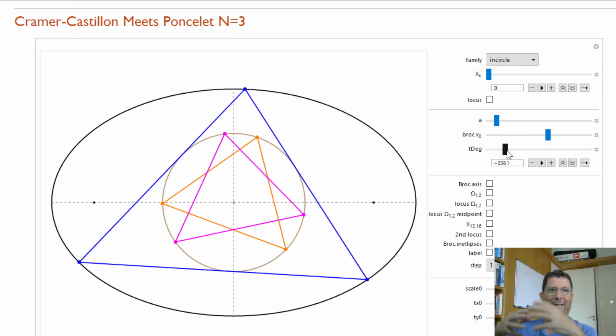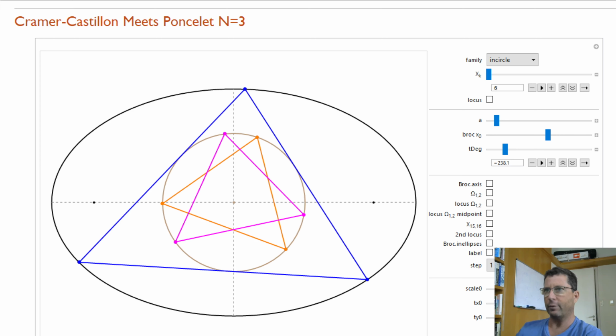I'm just trying to combine these two seemingly disparate worlds. I think Poncelet came a little bit later, Cramer-Castillon. I'm not sure if he thought about this combination, but it's an interesting combination, and you do get some interesting results. A first result is the following.